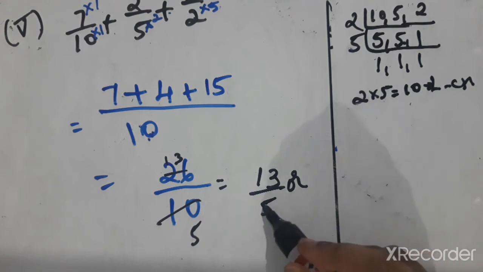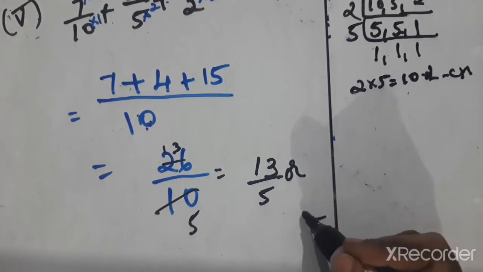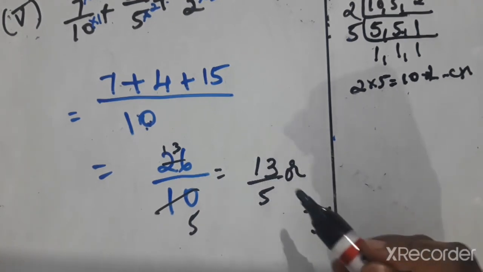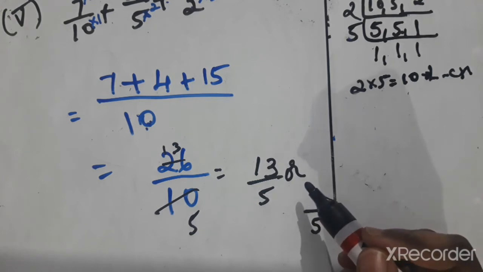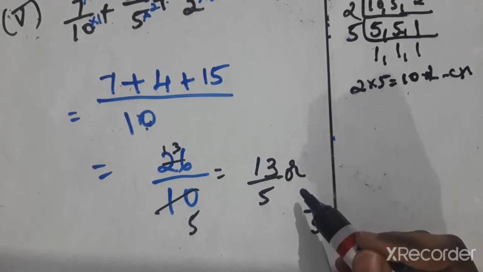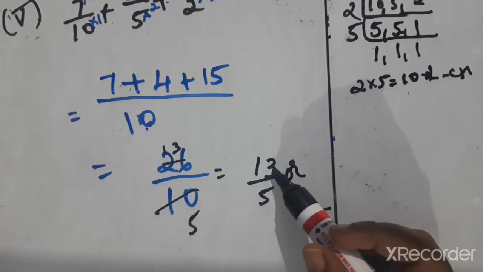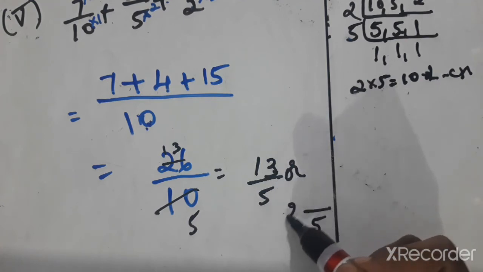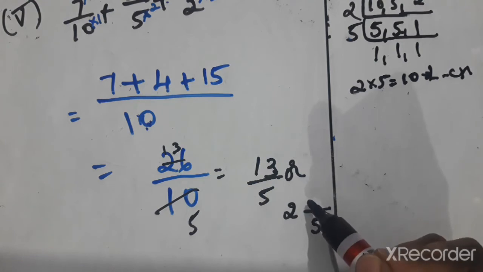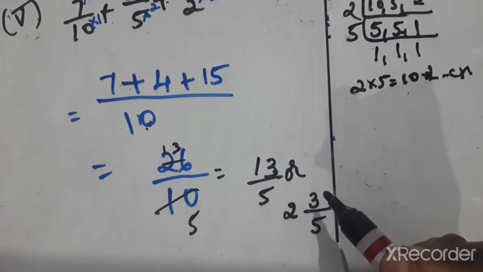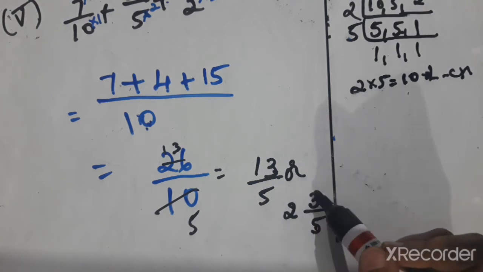Convert into mixed fraction means first we have to write the denominator as it is. 5 how much is 13, or nearer? 5 2s are 10, 5 3s are 15. 15 is greater, so nearer is 5 2s are 10. 10 plus 3 is 13.